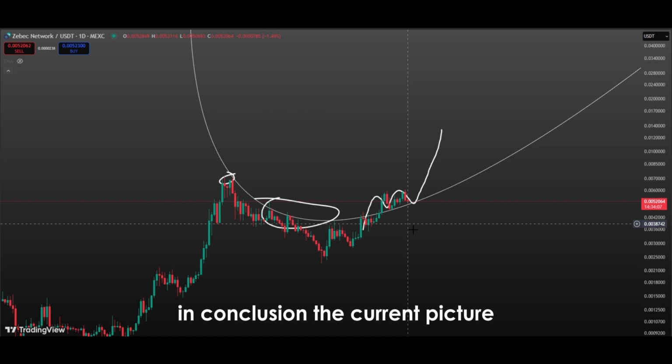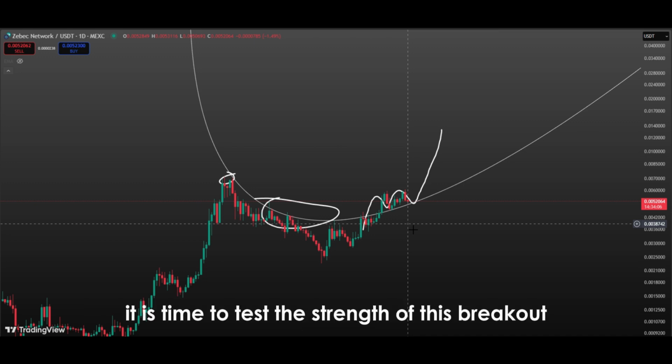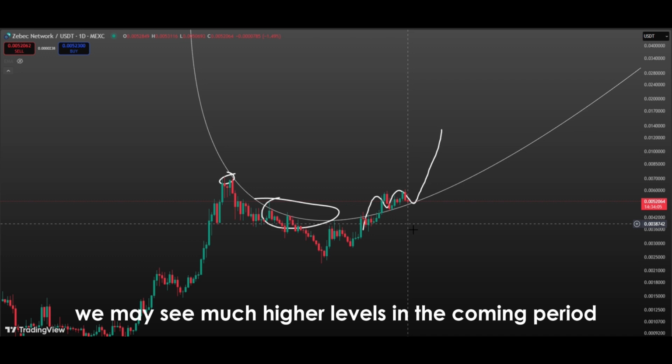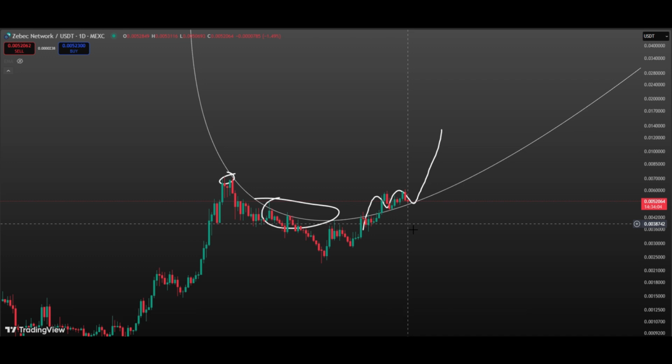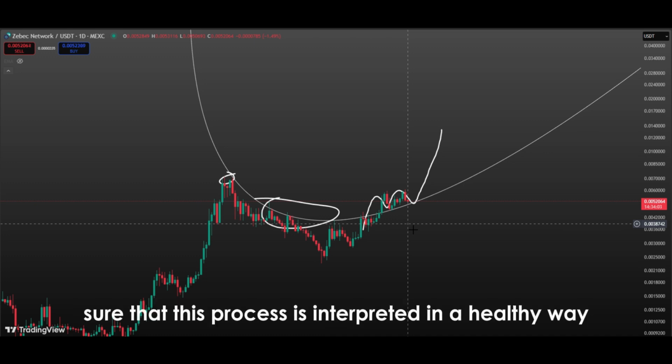In conclusion, the current picture shows that we are at a very critical technical juncture. The descending curve has been broken, and now it is time to test the strength of this breakout. If the price emerges stronger from this retest, we may see much higher levels in the coming period. Therefore, closely monitoring both technical indicators and market psychology will ensure that this process is interpreted in a healthy way.